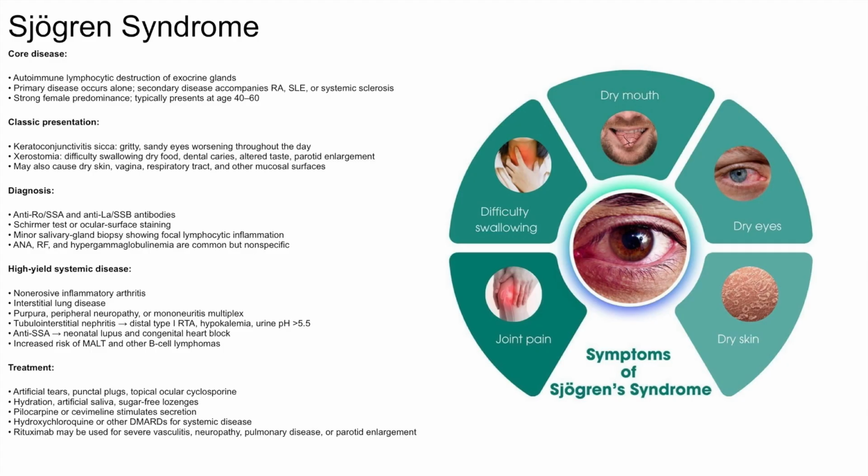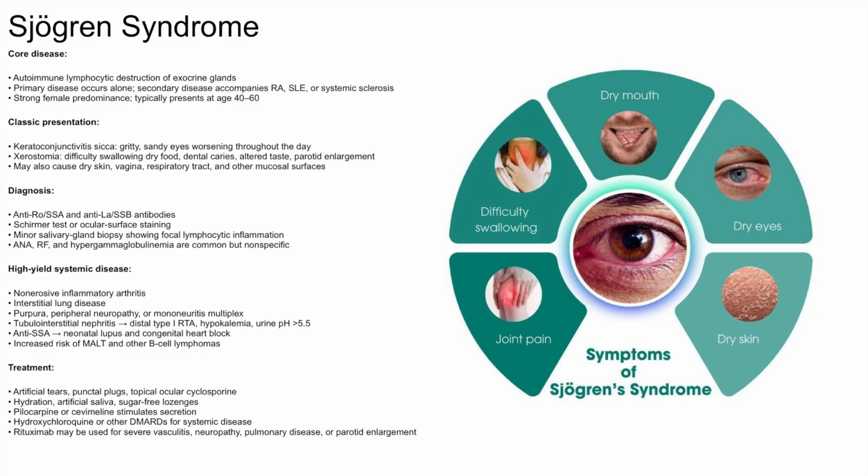Sjögren syndrome is an autoimmune lymphocytic destruction of exocrine glands, producing the classic combination of dry eyes, dry mouth. It may also occur alone or accompany rheumatoid arthritis, lupus, or systemic sclerosis, and most often affects middle-aged women. So dry eyes feel gritty or sandy, while reduced saliva causes difficulty swallowing dry foods, dental caries, altered taste, and parotid enlargement. Anti-Ro or SSA and anti-La or SSB are the characteristic antibodies, and objective testing includes the Schirmer test, ocular staining, and minor salivary gland biopsy.